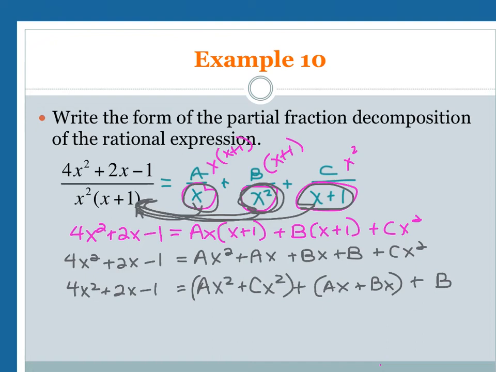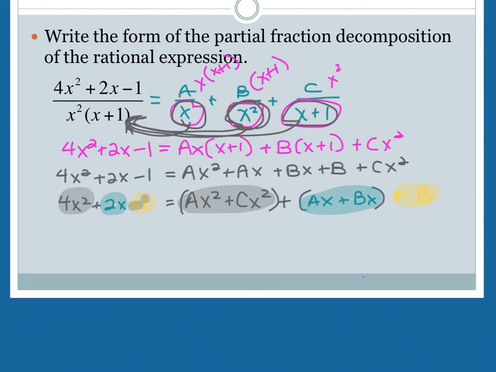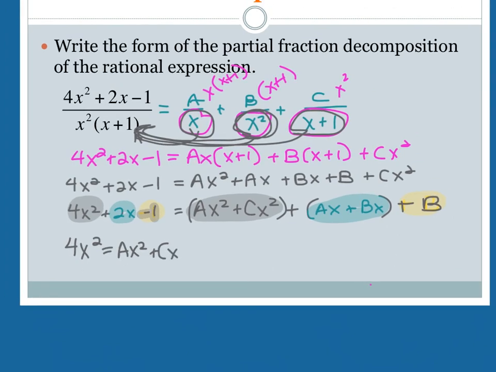Again, left side still the same. Now, if this is a true equation, then the first term here that has the x squared is going to be equal to these terms combined. The one over here that has an x is going to be equal to these two combined. And the one that's by itself is going to equal the one that's by itself. So I'm actually going to separate those out into 3 separate equations. So 4x squared equals ax squared plus cx squared. 2x equals ax plus bx. And negative 1 equals b.